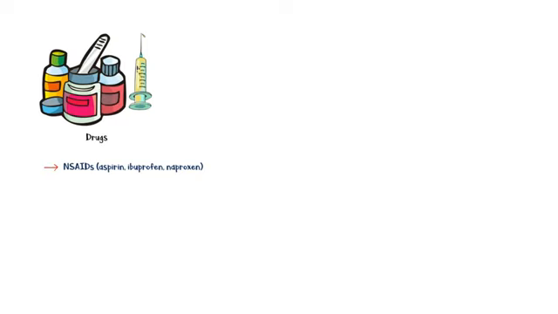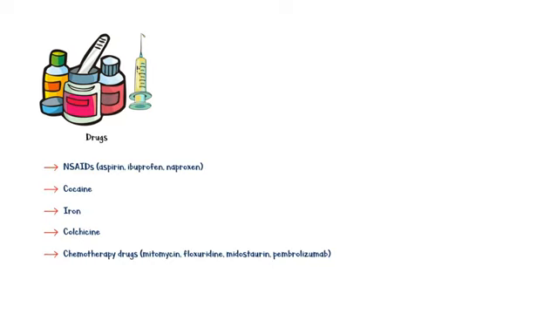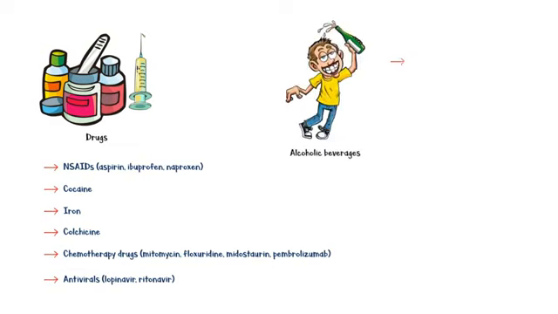In addition, cocaine, iron, colchicine, chemotherapy drugs such as mitomycin, floxuridine, midostaurin, and pembrolizumab, and antiviral drugs such as lopinavir and ritonavir can cause acute gastritis. Another important cause of acute gastritis is consumption of alcoholic beverages such as whiskey, vodka, and gin.